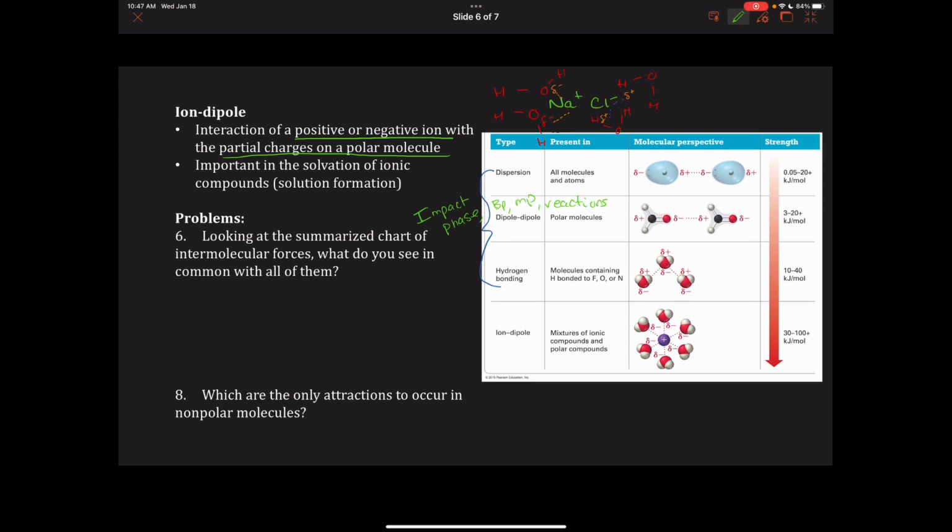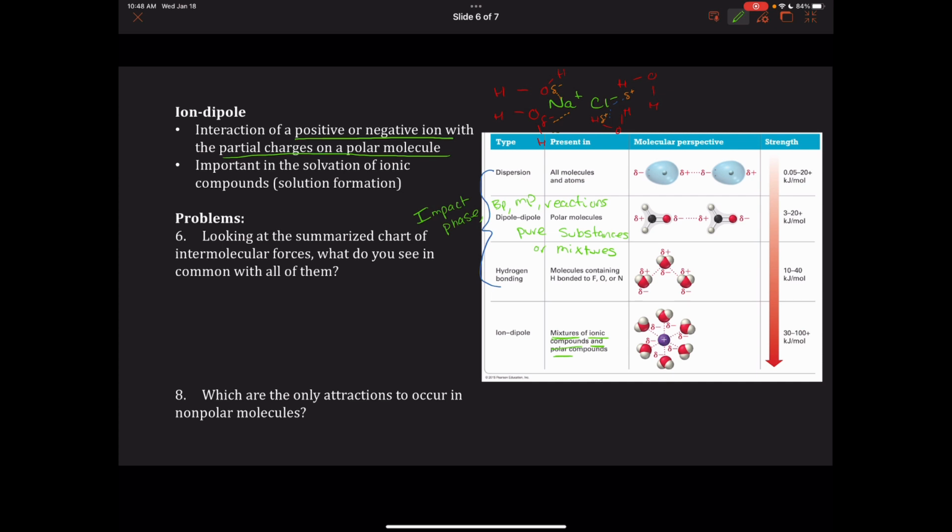Ion dipole, this is for pure substances or mixtures. Ion dipole only occurs with mixtures, and it's specifically a mixture of an ionic compound and a polar compound.